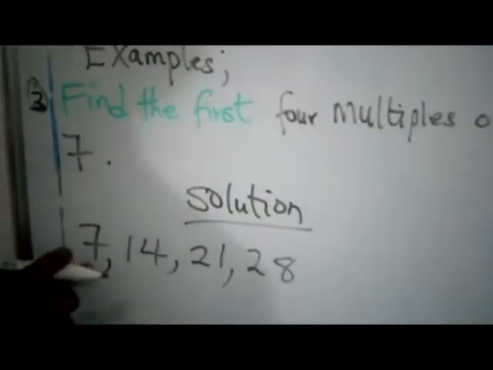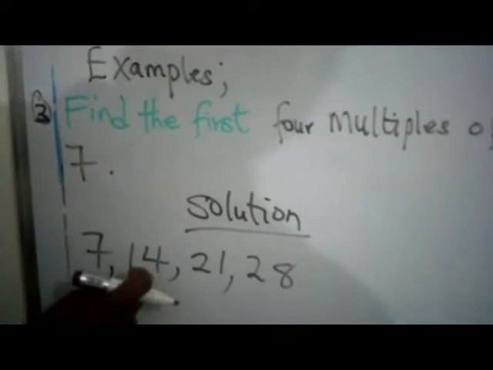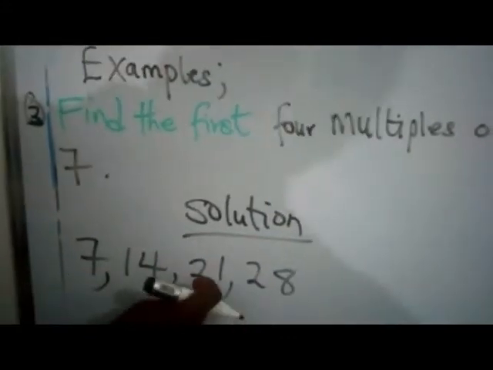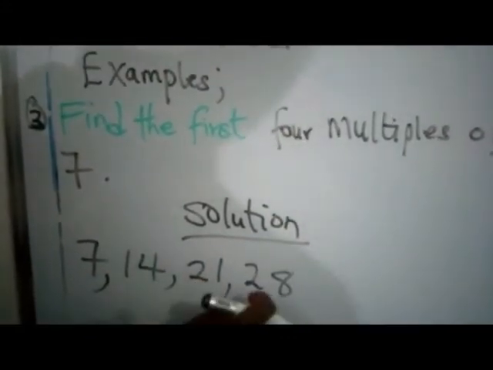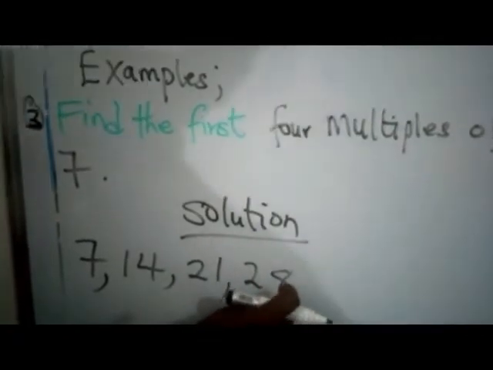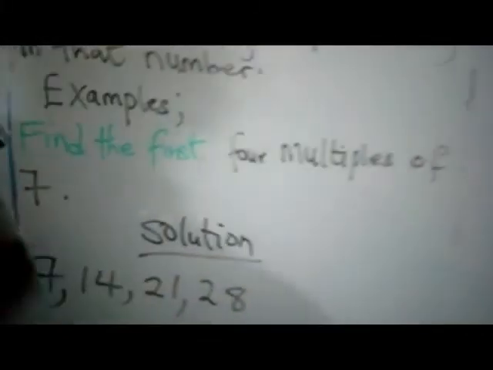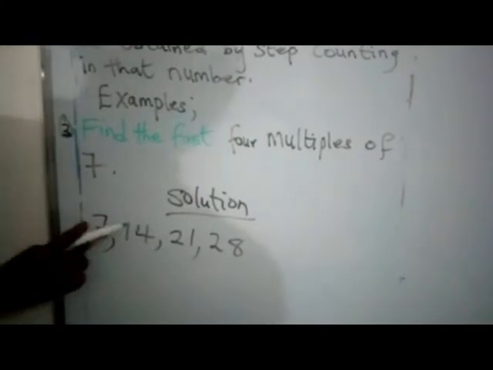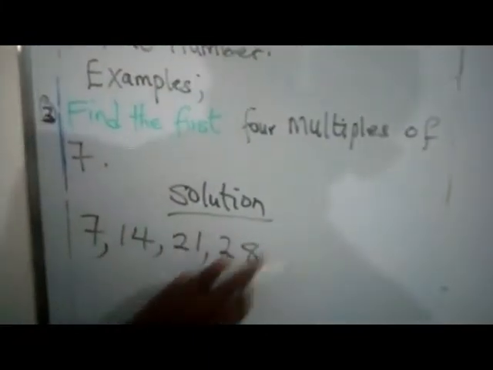And the last one, 7 plus 21, will give us what? 28. And to confirm, 7 times 1 is 7, 7 times 2 is 14. 7 times 3, that's what, 21. And 7 times 4 will give us what, 28. So the first four multiples of 7 are what? 7, 14, 21, and 28.